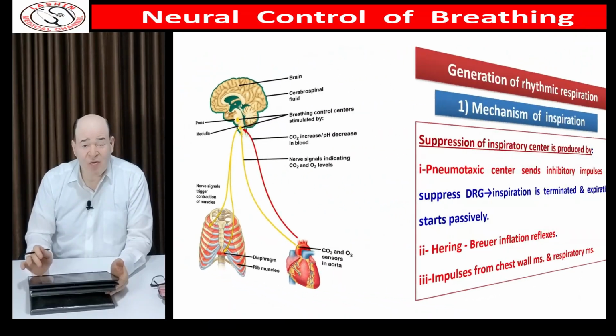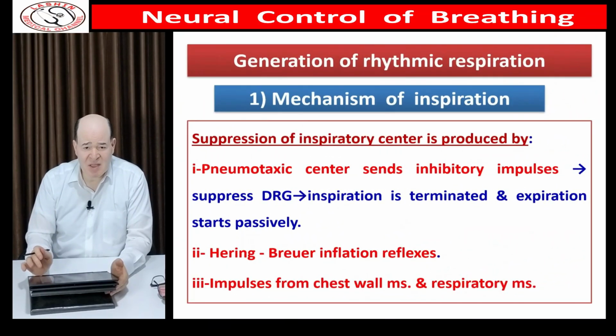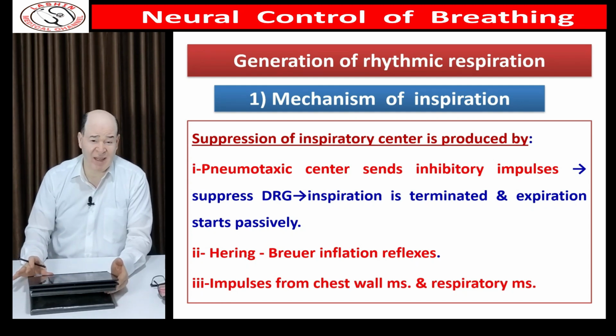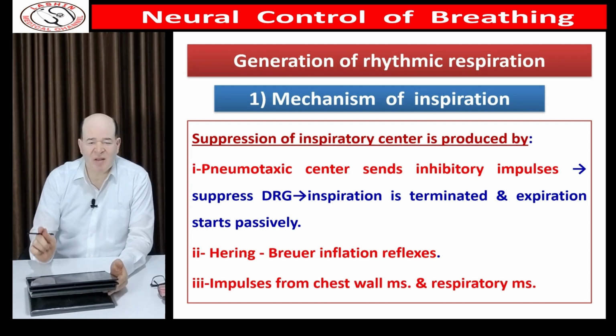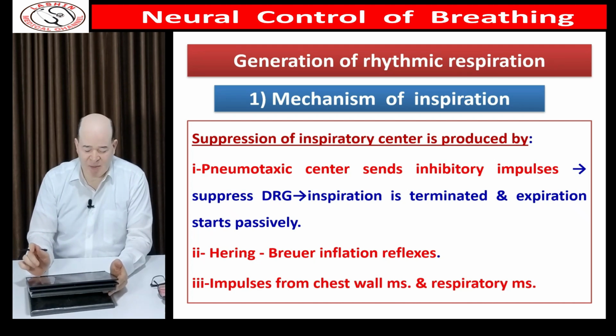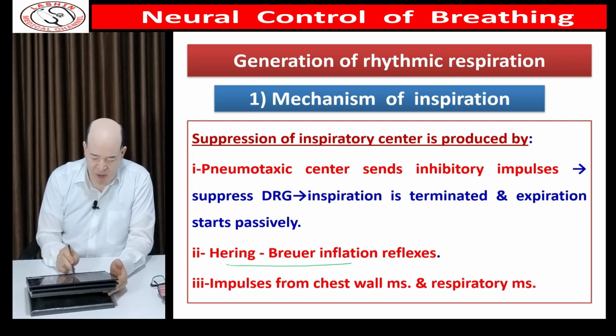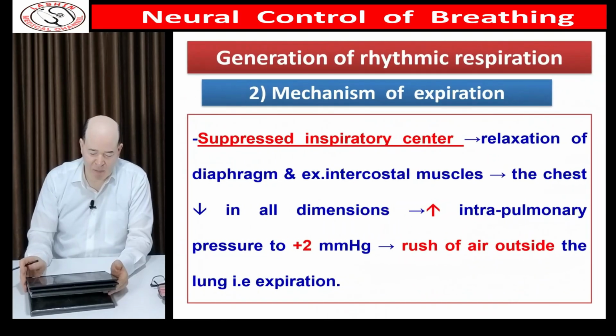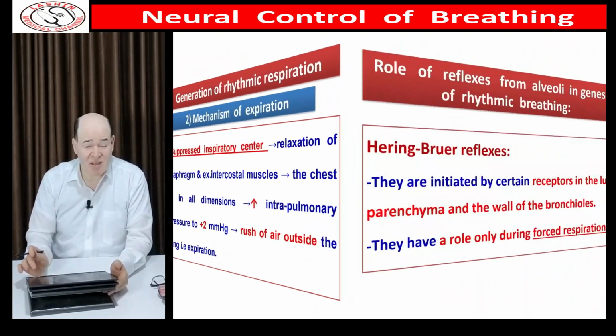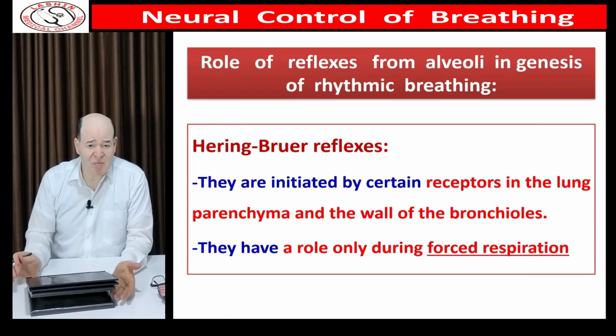The process of inspiration is suppressed by impulses from three sources. First, the pneumotaxic center, which sends rhythmic inhibitory impulses to the apneustic center, so in turn the dorsal respiratory group is inhibited. Second, impulses from Hering-Breuer reflexes through the vagus nerve. Third, impulses from the chest wall and the respiratory muscles. When the respiratory center is inhibited, the process of inspiration stops, so expiration starts.